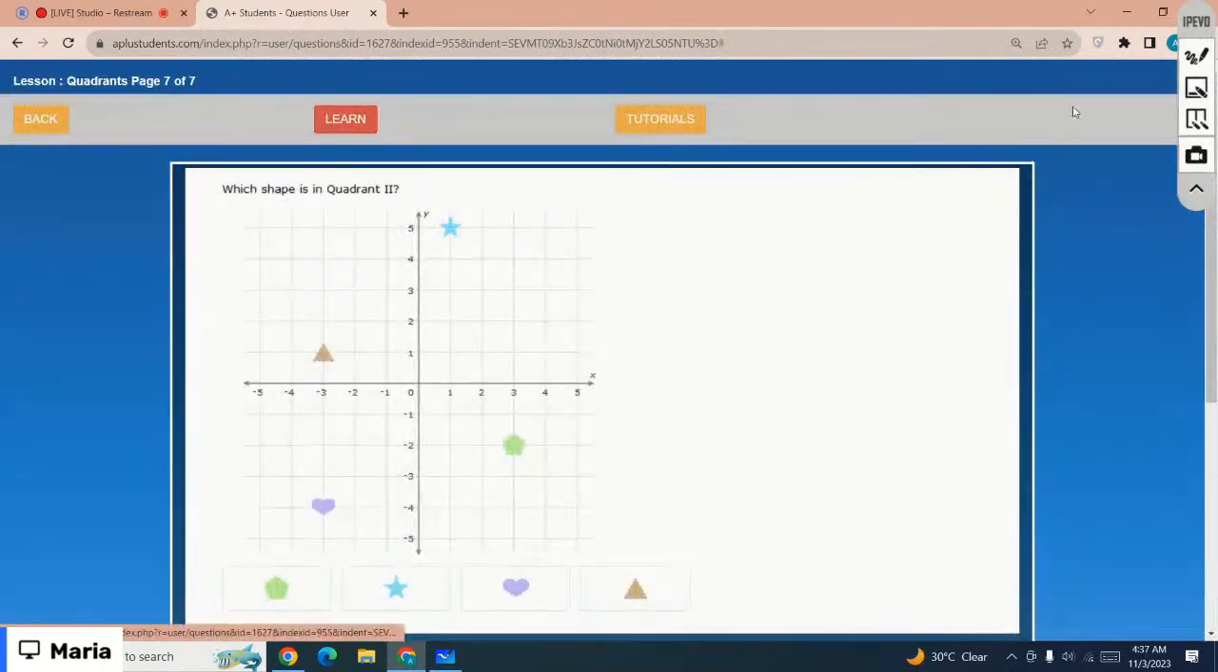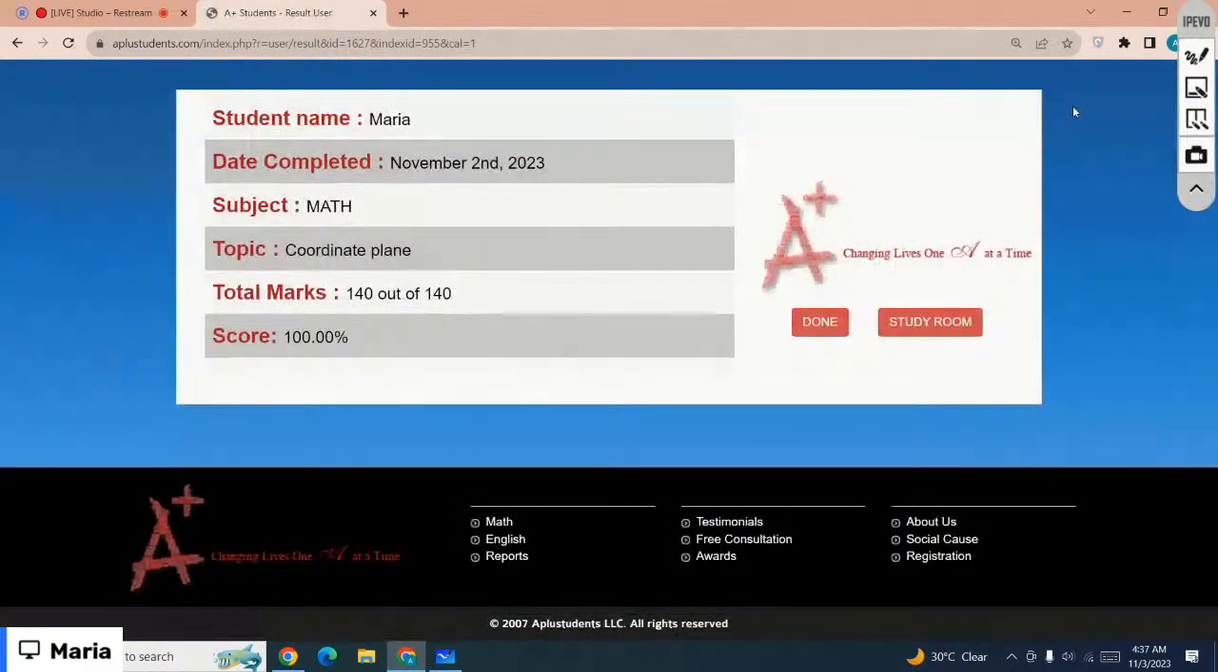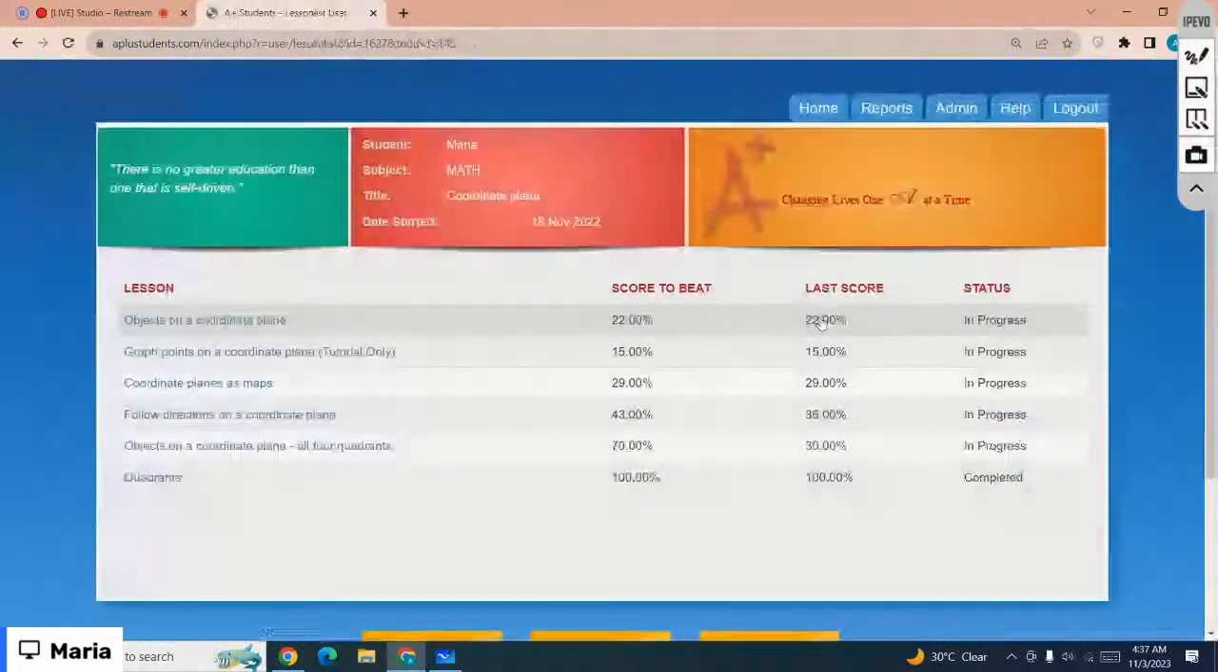Okay, we are done with the lesson and also we are done with the chapter, right? We are working on the chapter coordinate plane. The lessons we have covered today are objects on a coordinate plane, coordinate planes as maps, follow directions on coordinate plane, objects on a coordinate plane, all four quadrants, and quadrants.